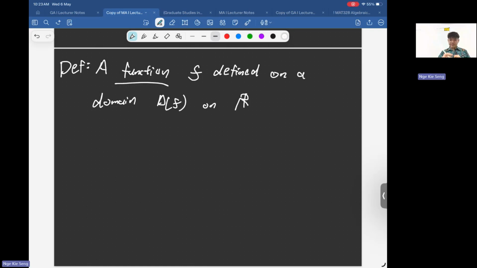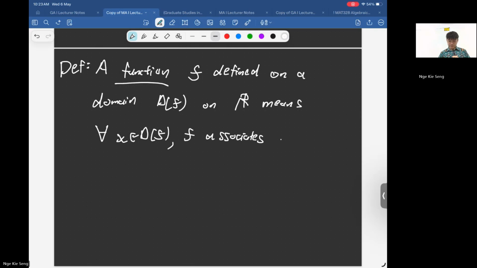Okay, so a function f defined on the domain Df in R. What does it mean? It means that for every element in your Df, I should give you a unique real number, f(x), in R. Okay, makes sense. So here the domain I didn't specify, so it could be N, could be Z, could be whatever. But the codomain I specified.